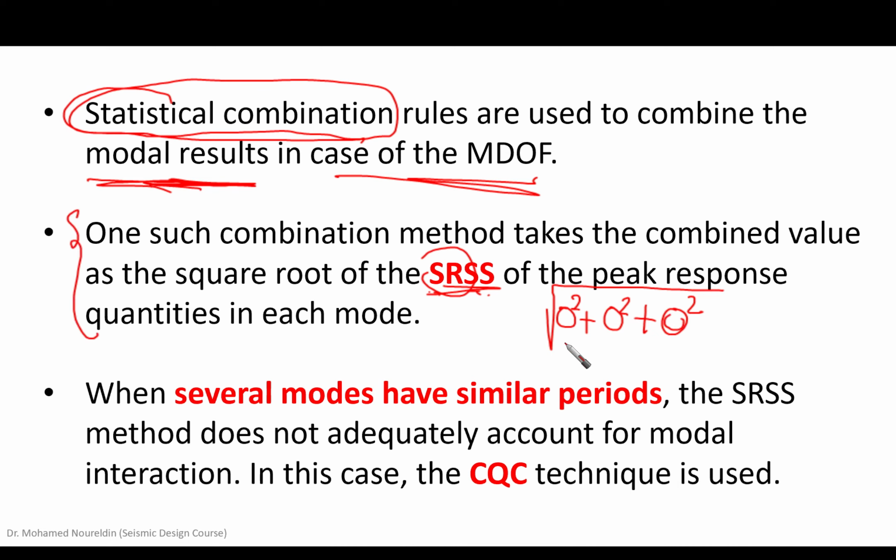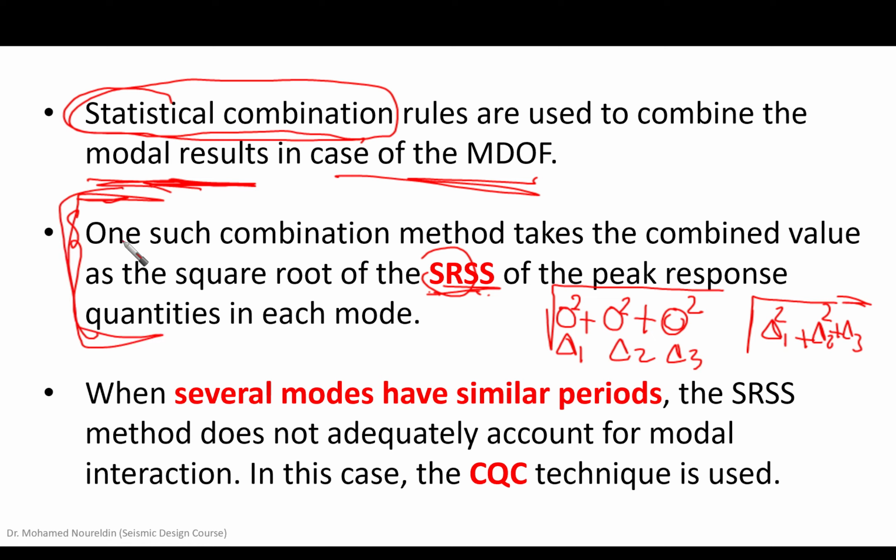So if we are going here, for example, to get delta 1, delta 2, delta 3, and so on, this means that we are going to have the square root of delta 1 squared plus delta 2 squared plus delta 3 squared, etc. Okay, so this is one of the ways for obtaining the representative peak response. When several modes have similar periods, we have different statistical combinations.